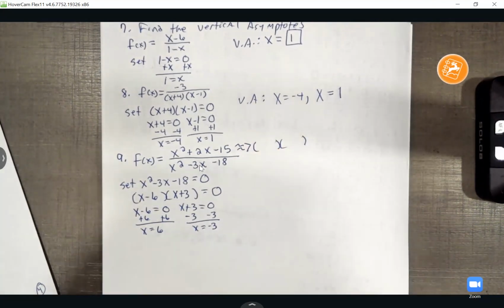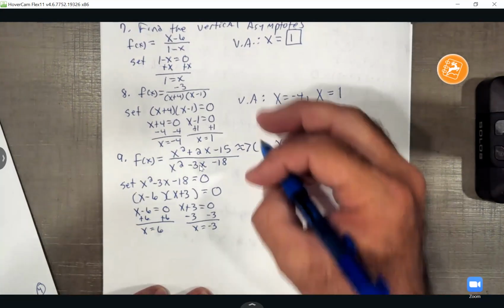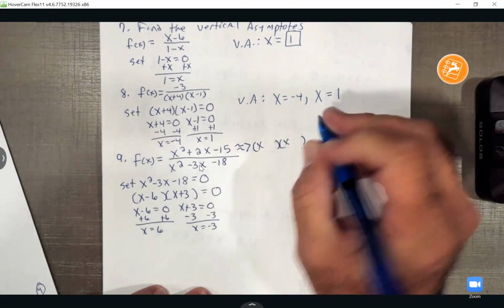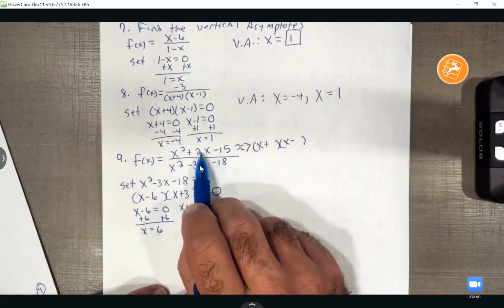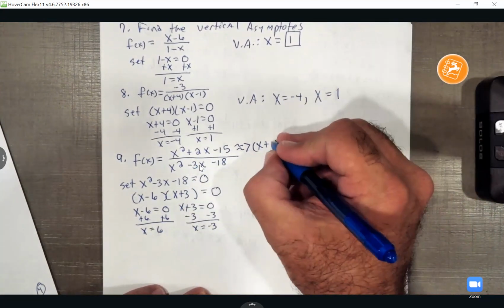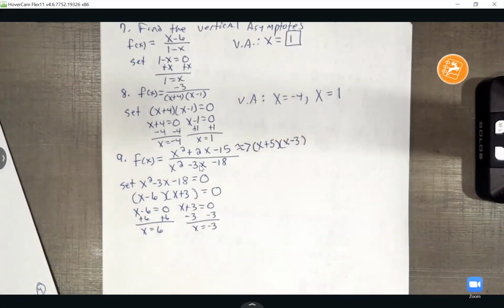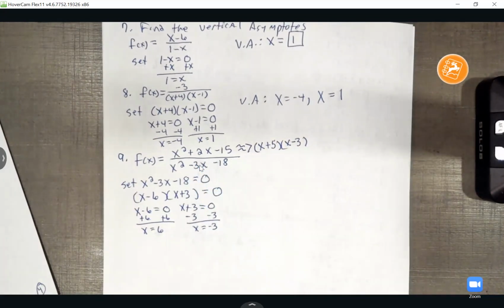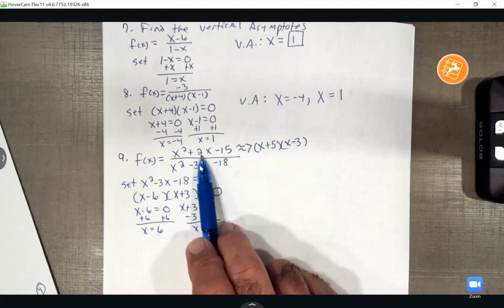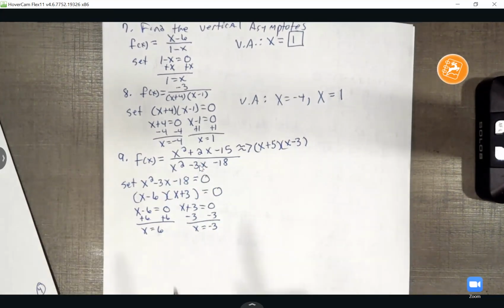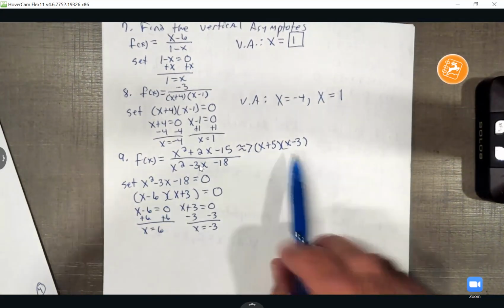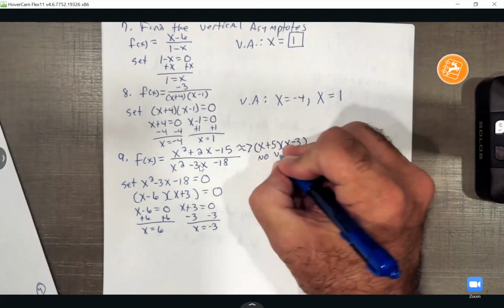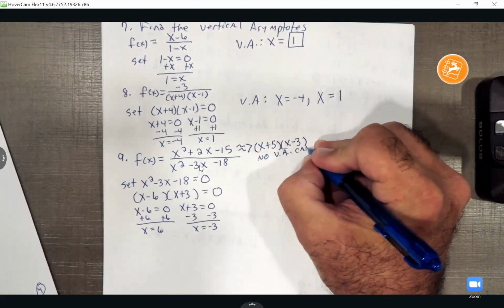What does my top factor into? +5 minus 3. Exactly. Unlike signs, one's positive, one's negative. Factors of 15 that subtracted to give me 2 were 5 and 3. So good job. And the larger one had to be positive like in the middle. Also, when you add these, 5 and negative 3 better give you a positive 2, okay? But notice there's not an x minus 6 or an x plus 3 up there. So that means no vertical asymptotes cancel.